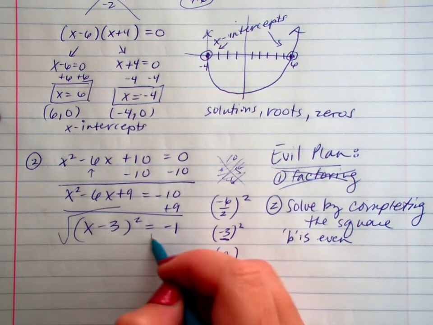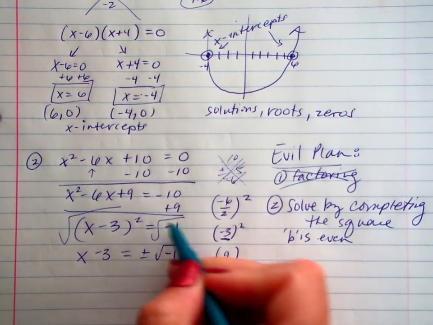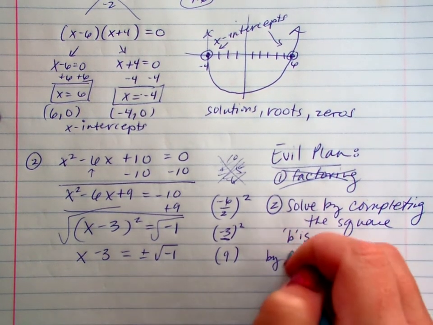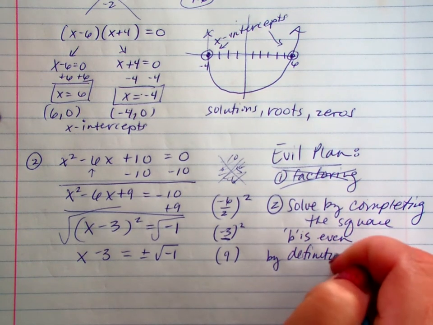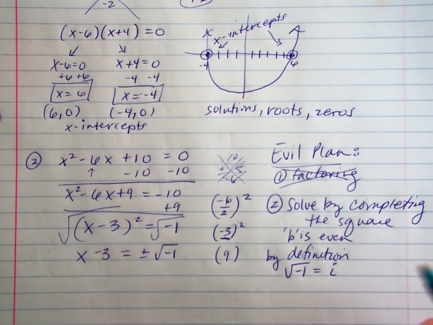Now I'm ready to square root both sides. And I'm like, wait a second, square root of negative 1. By definition, we were taught right before the break that the square root of negative 1 is i.